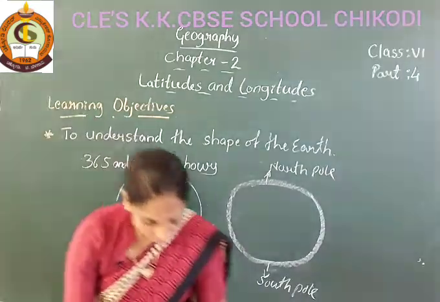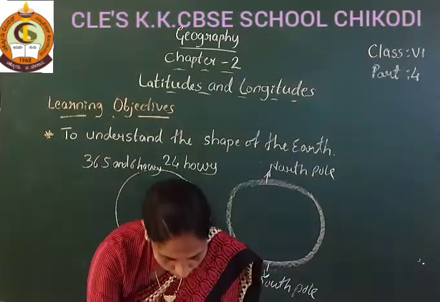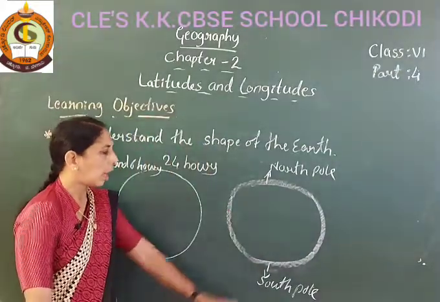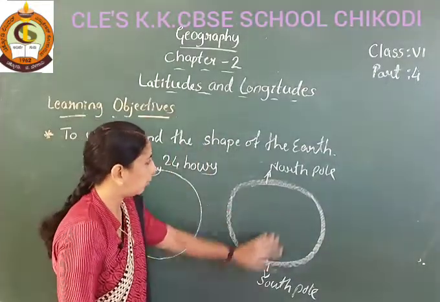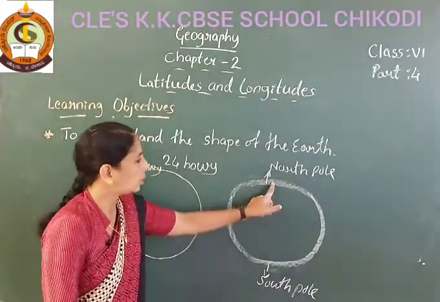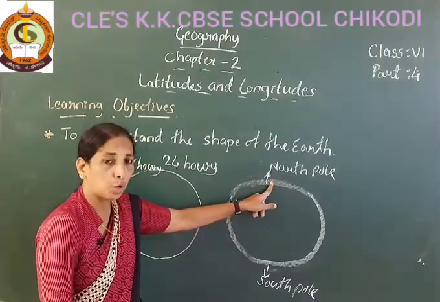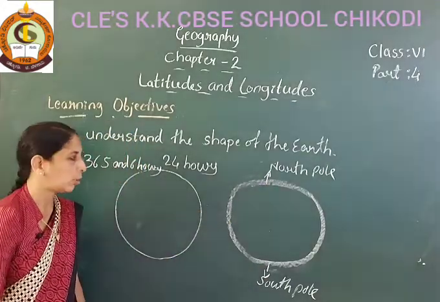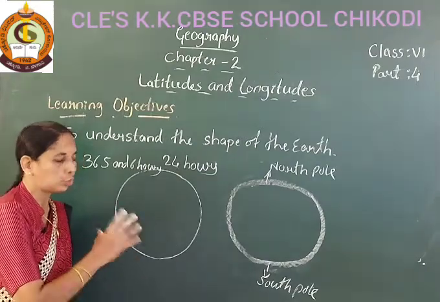So understood, students? It is the shape of the earth. Some poles are identified here. This top part is the North Pole and the bottom part is the South Pole. Okay, students? It is about the earth.